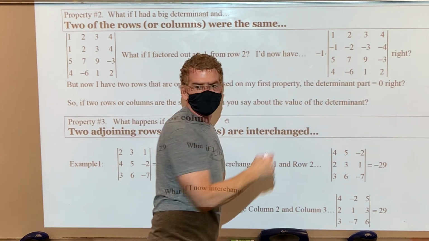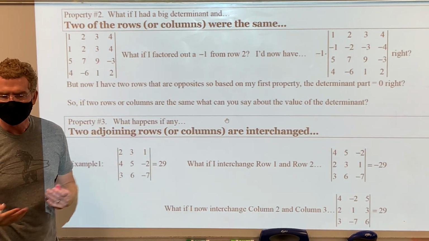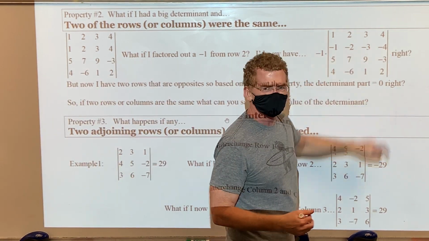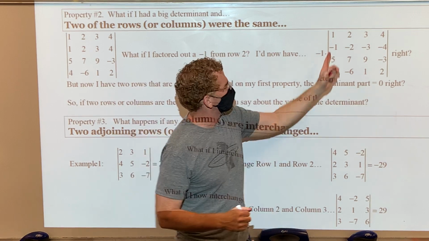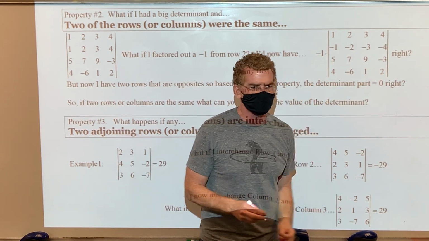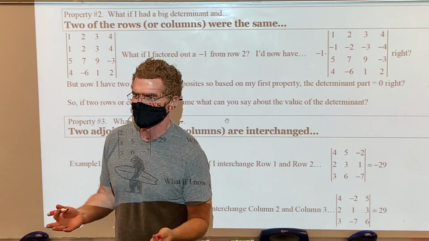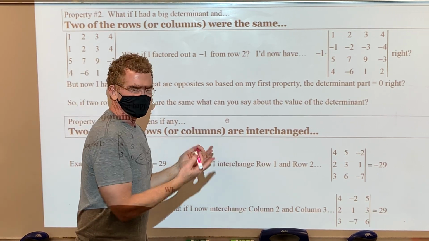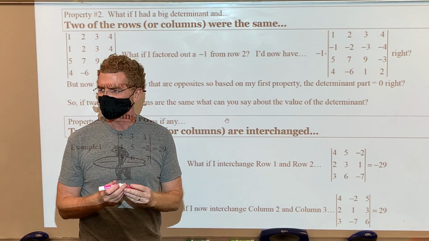Now, I still have the -1 out there. I can't just dismiss that because I factored it out. But wouldn't that leave me this? Well, didn't your other property just say if you ever have any 2 rows or any 2 columns that are opposites, it's going to be 0? Right? And what's 0 times -1? 0. So do I have a new property now?